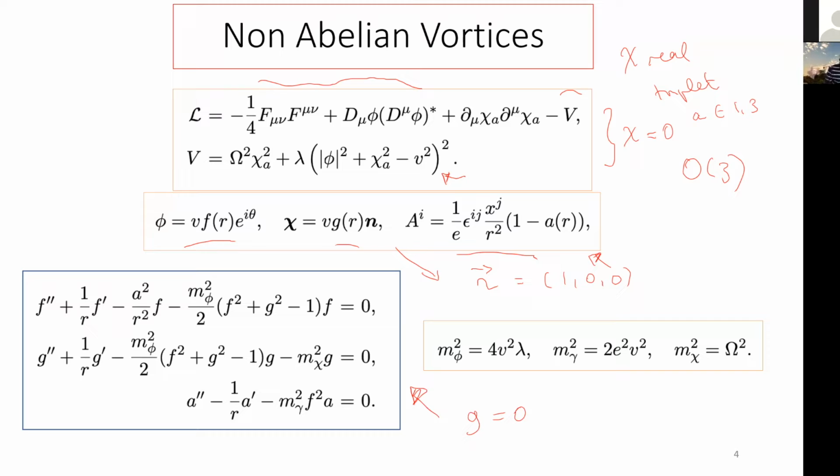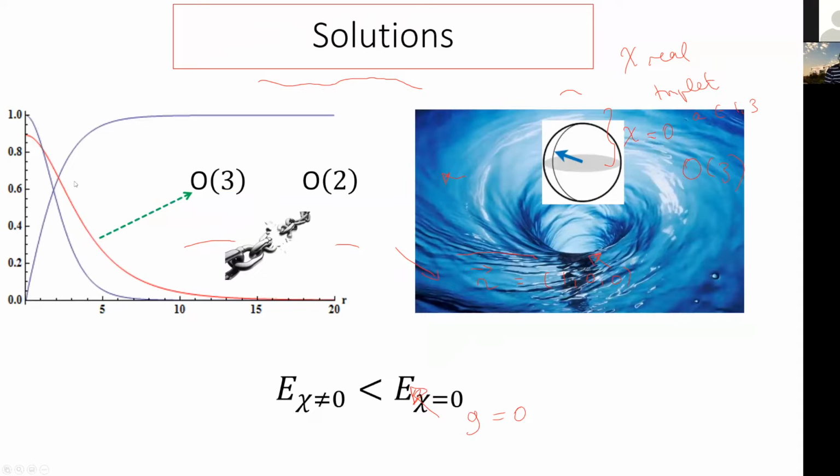Okay, so you solve this system numerically. There are no analytical solutions. Not even in the case for chi equals 0 are there any analytical solutions. And you solve this model, and you obtain some numerical solutions which describe precisely these kind of vortices which I was telling you about.